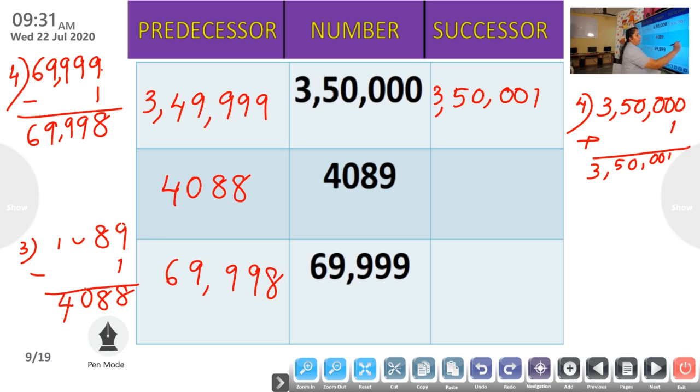Then, next question, number 5. You have to find out the successor. What is the question here? 4,089. How do you find out successor? You have to add 1 to the given number. Isn't it? So, 9 plus 1. 9 in your mind, 1 in your finger. After 9 is 10. 1 is the carryover. Isn't it?